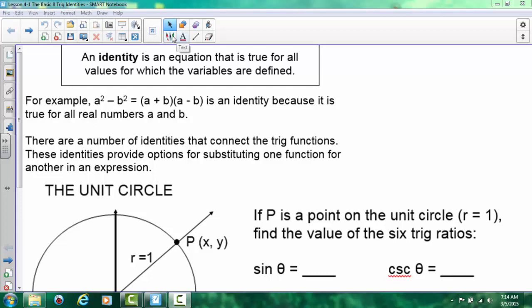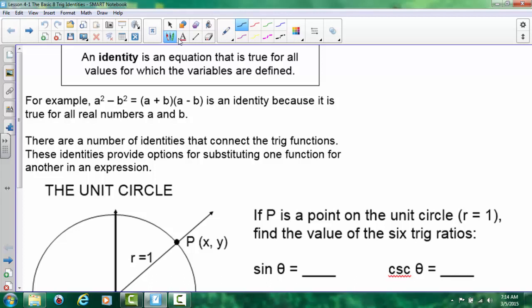So we're going to start talking about some trig identities. The basic 8 is what we're going to start with. And so just a little bit about identities. Right here in the little box it says an identity is an equation that is true for all values for which the variables are defined.